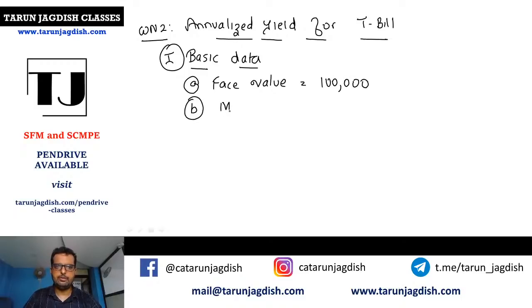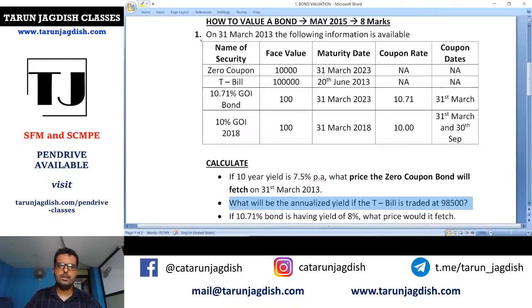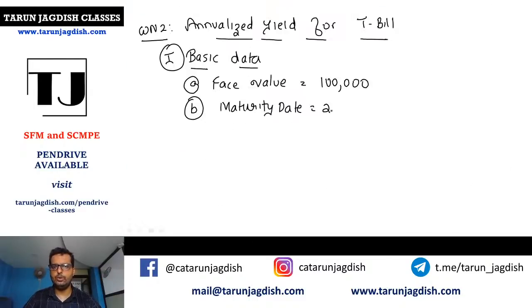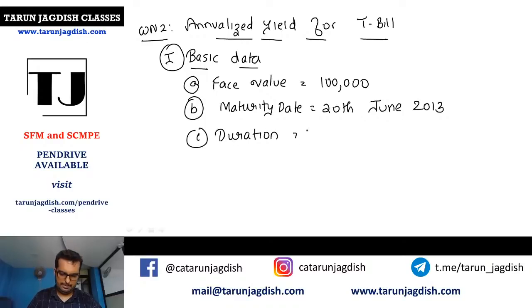Point number B, they have given the maturity date also over there. The maturity date is 20th June 2013. In this case, we can find out the duration also. April, it will be 30 days. May, 31 days. June, 20 days. So I'll get the answer as 81 days will be the duration of this bond.